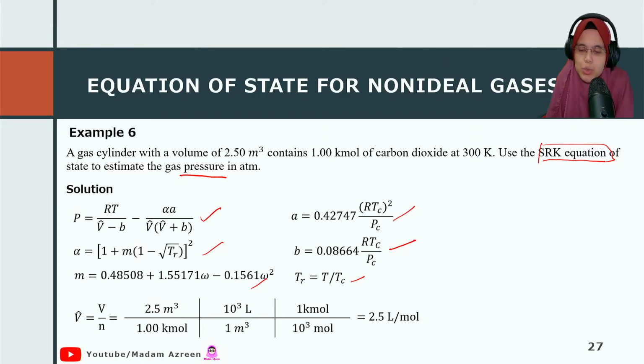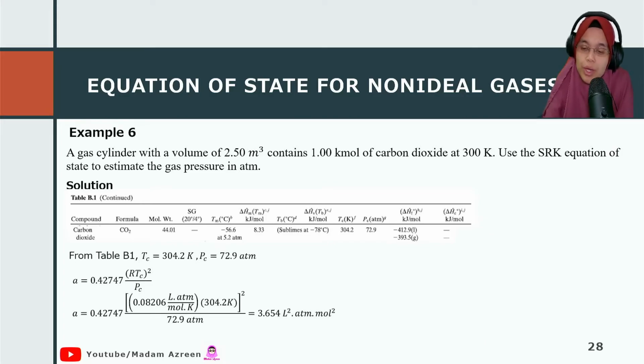Okay, the first thing you can do is determine the value of molar volume. The next thing to do is to go to Table B1 to determine the critical temperature and critical pressure for carbon dioxide. Oh, I forgot to read the question. We have a gas cylinder with this volume and this many moles of carbon dioxide at 300 Kelvin. So we're going to use the SRK equation to determine the gas pressure.